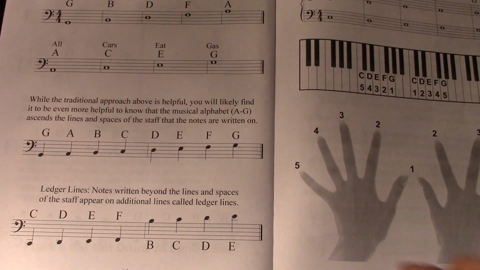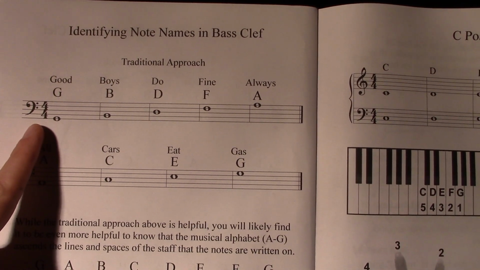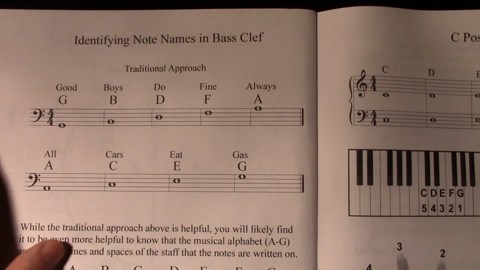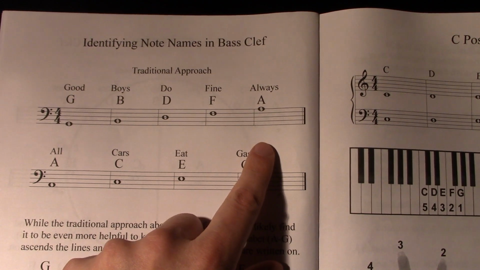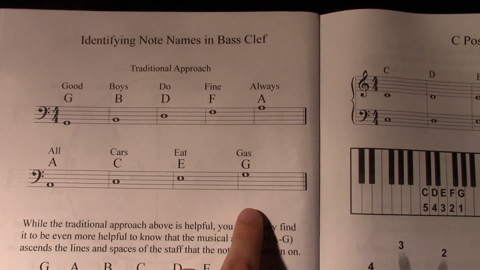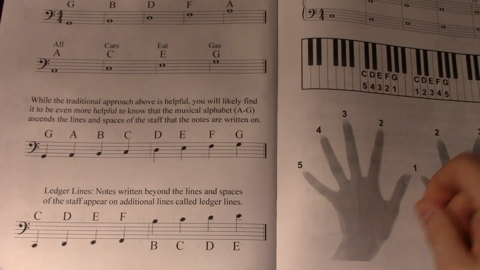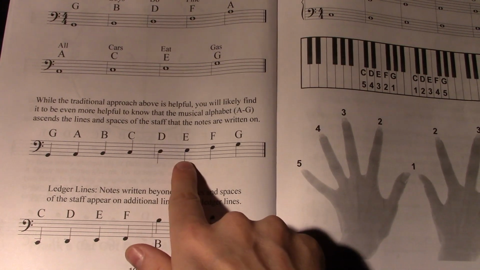Identifying note names in bass clef. Bass clef can also be called F clef because the two dots in the clef surround the second to top line, which is F. So you may be familiar with "Good Boys Do Fine Always" for the lines, and "All Cars Eat Gas" or "All Cows Eat Grass" or whatever for the spaces. But again, it's just the alphabet as we ascend the staff. G, A, B, C, D, E, F, G.